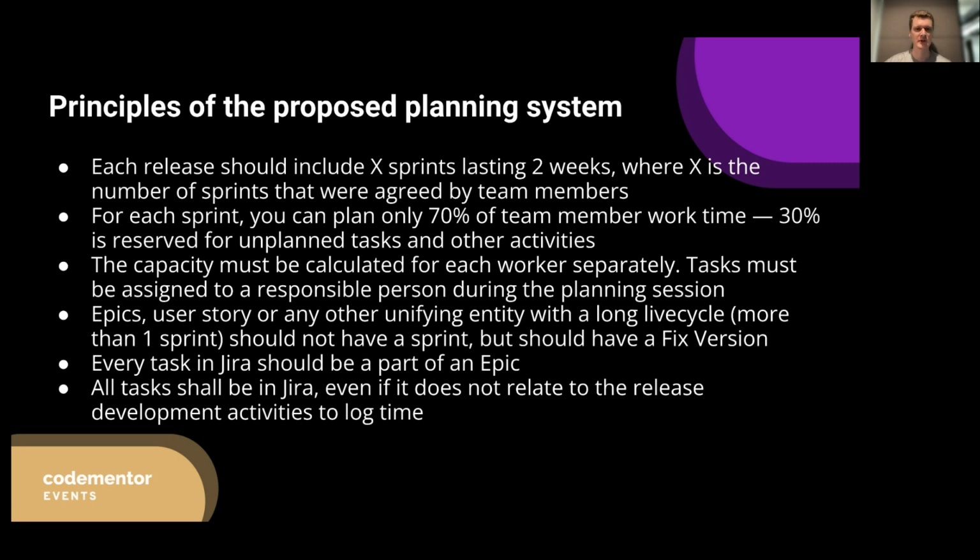Every task in Jira should be a part of an epic. This is needed for transparency, because you want to know why you are doing this particular task, for what feature you are doing it. If it's not a feature, if it's general bug fixes, you may have an epic with the bug fixes. If it's a fix that is required for tech debt, you may have an epic with a tech debt solution.